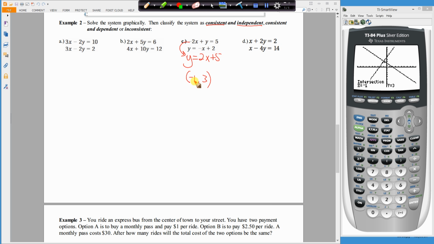Now, what do we call that? Classifying it, it is consistent, and it's independent. Consistent, independent. All right, so we've seen all three kinds.